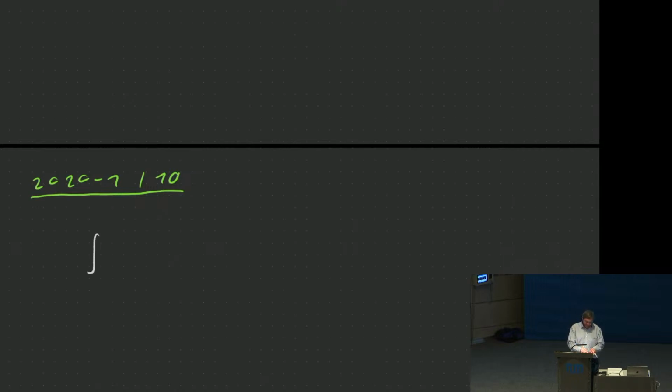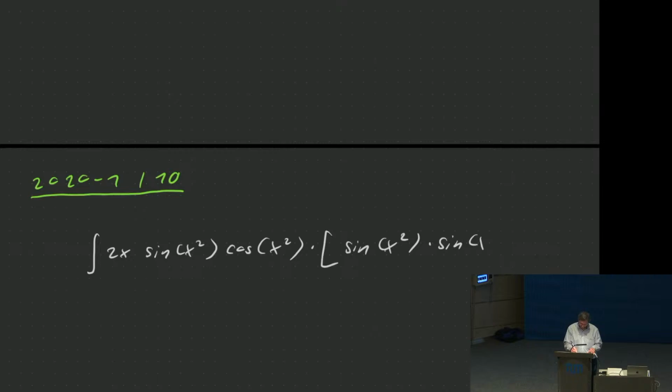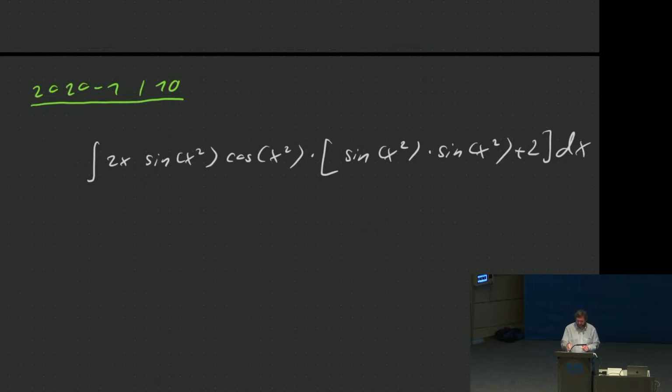All right, so here's the integral. Integral over 2x sine of x squared cosine of x squared times sine of x squared times sine of x squared plus 2 dx. Try to solve that. Looks a little intimidating.